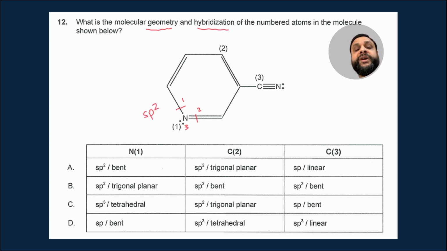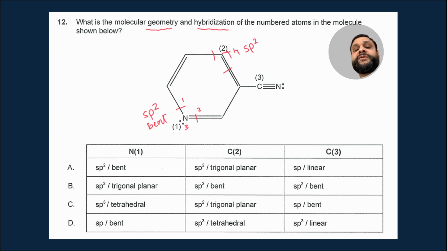The lone pair repels more than the bond pairs. So the molecular geometry will be bent here. And number 2, that carbon is attached to a hydrogen. So we have 1, 2, and 3 domains. So hence geometry will be trigonal planar and hybridization will be sp2. So we don't have any lone pair.